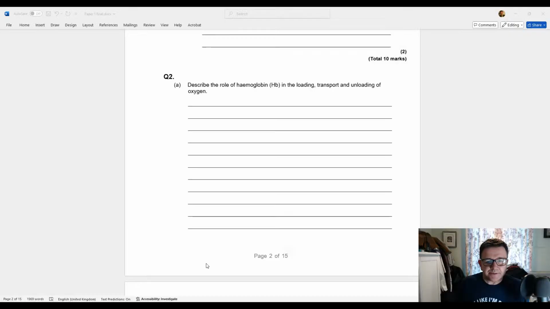So this question here is a 5 marker. This is the end of paper 1. Hopefully you can see that. No, you can't. Yes, you can now. Okay. I'm just going to go through this 5 marker with you.